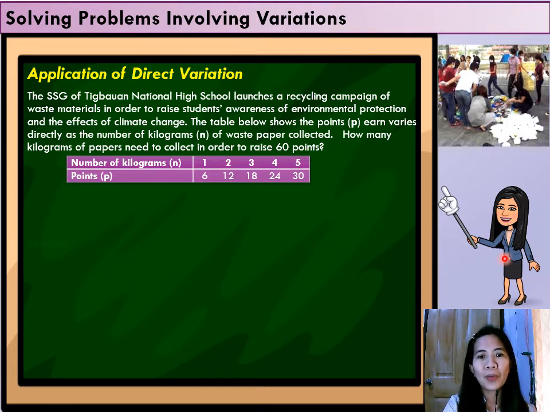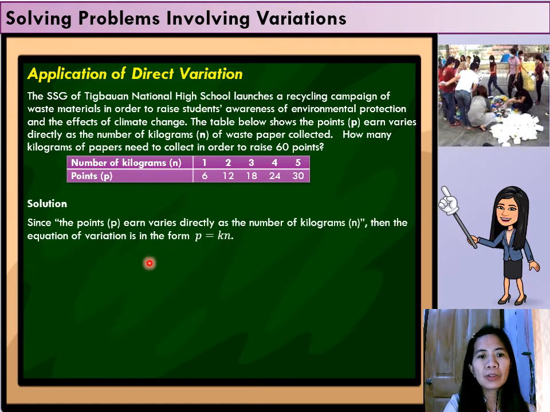Okay, so we have here the table of values. The number of kilograms N is our independent variable, and the points P is the dependent. So if we have 1 kilogram collected, the equivalent points is 6. 2 kilograms is 12 points. Now we are going to find out what will be the equation. Since the points earned varies directly as the number of kilograms N, the equation of variation is in the form P equals K times N.